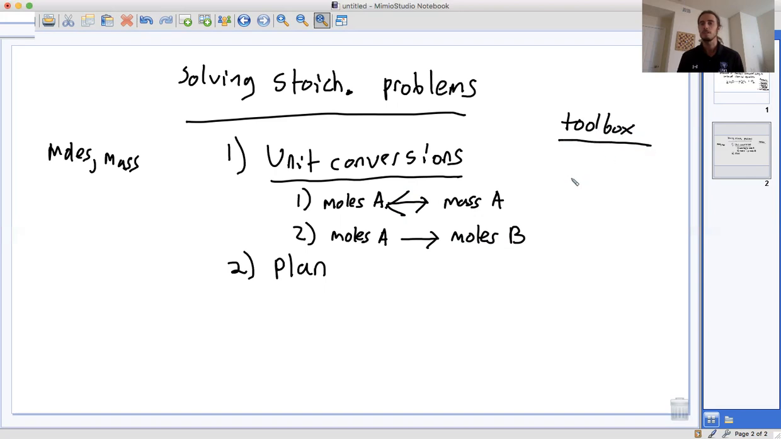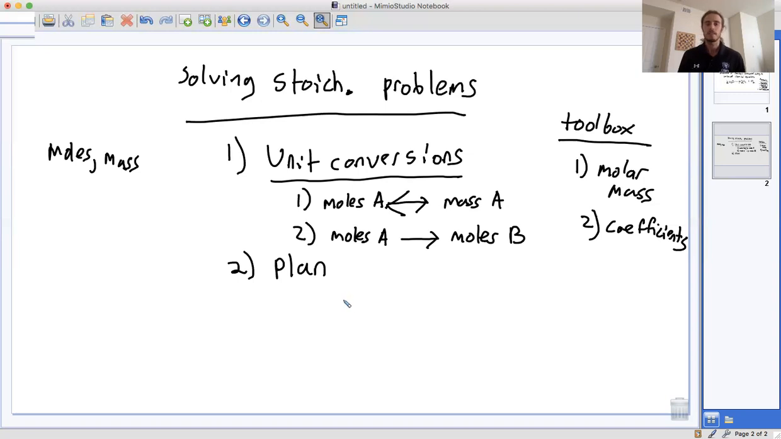To do these two types of unit conversions, you've got what you can call a toolbox. In that toolbox, you've got two pieces of information. For every substance, you can calculate a molar mass, and for every chemical equation, you've got coefficients. The molar mass you're going to use to convert between moles and mass, and the coefficients you're going to use to convert between moles and moles. And then lastly, plan it out.